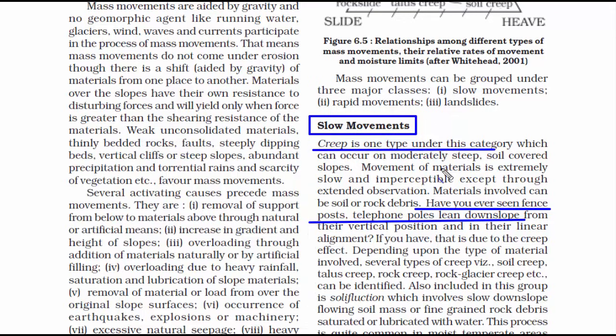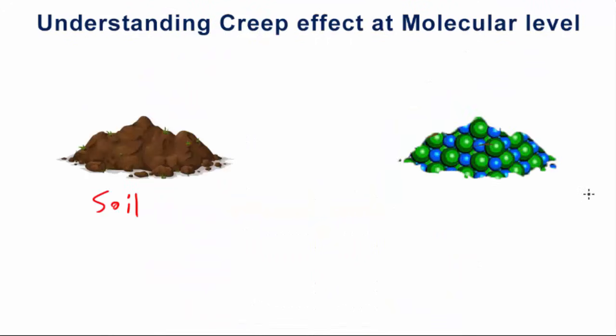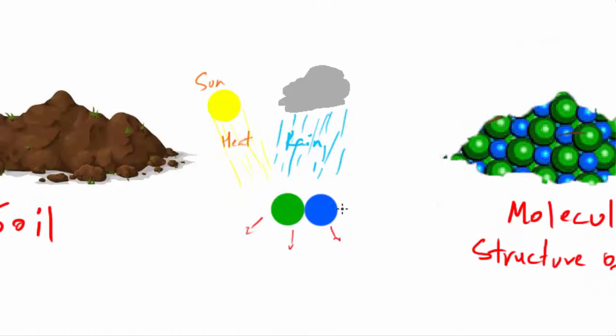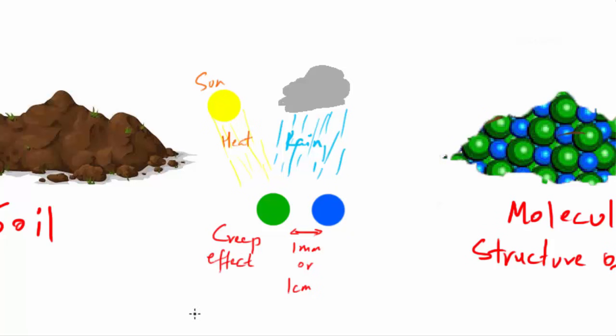And if you want to know more about the creep effect at molecular level, then try to understand this. We know that soil particles expand and contract due to heat and water. Because of this repetition, each particle in the soil moves a millimeter to a few centimeters at a time. So this slow mass movement is called the creep effect.